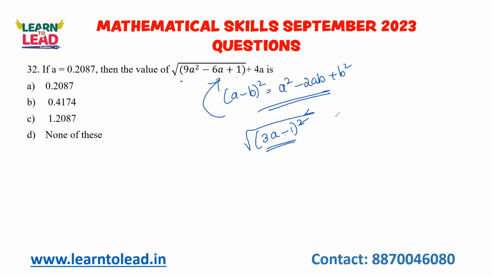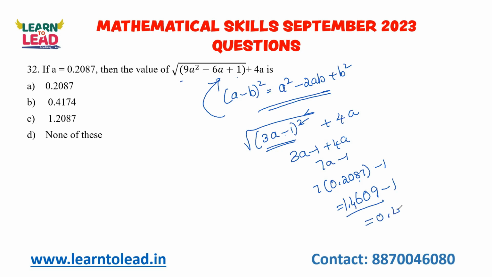Now I can cancel the square and square root easily, plus 4a. So 3a minus 1 plus 4a, so 7a minus 1. So 7 into a is what? 7 into 0.2087, minus 1. So what is 7 sevens? 49, remainder 4, 56. 56 plus 4, 60, and then 14. So 1.4609 minus 1. So your answer is 0.4609. Okay, so there is no option with the value 0.4609. So none of these is my answer.